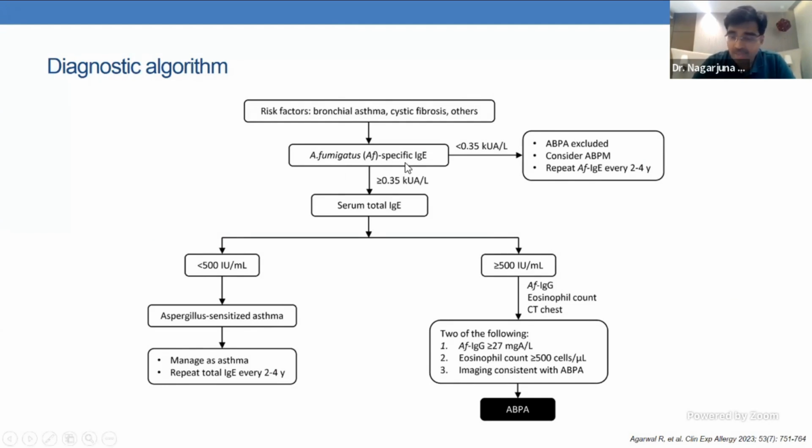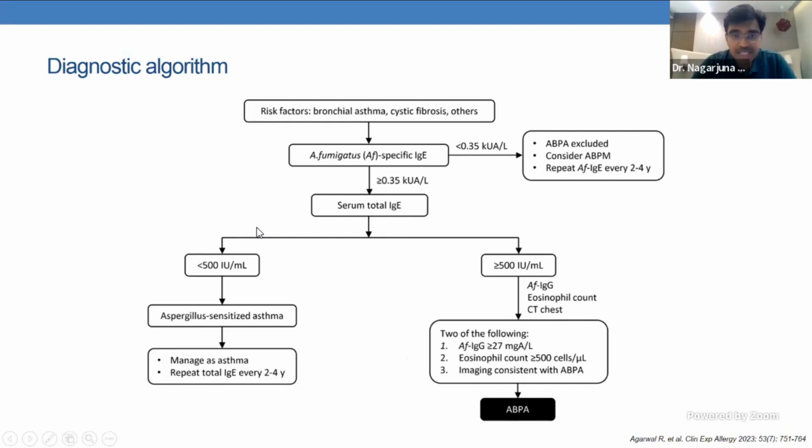So the guideline says specific IgE, but if you don't have specific IgE, at least you can use total IgE. If that is positive, then you do the other tests. So if specific IgE is elevated more than 0.35 and total IgE is more than 500, then you have to look for the 3 minor criteria. And if 2 are there, it will be called ABPA.